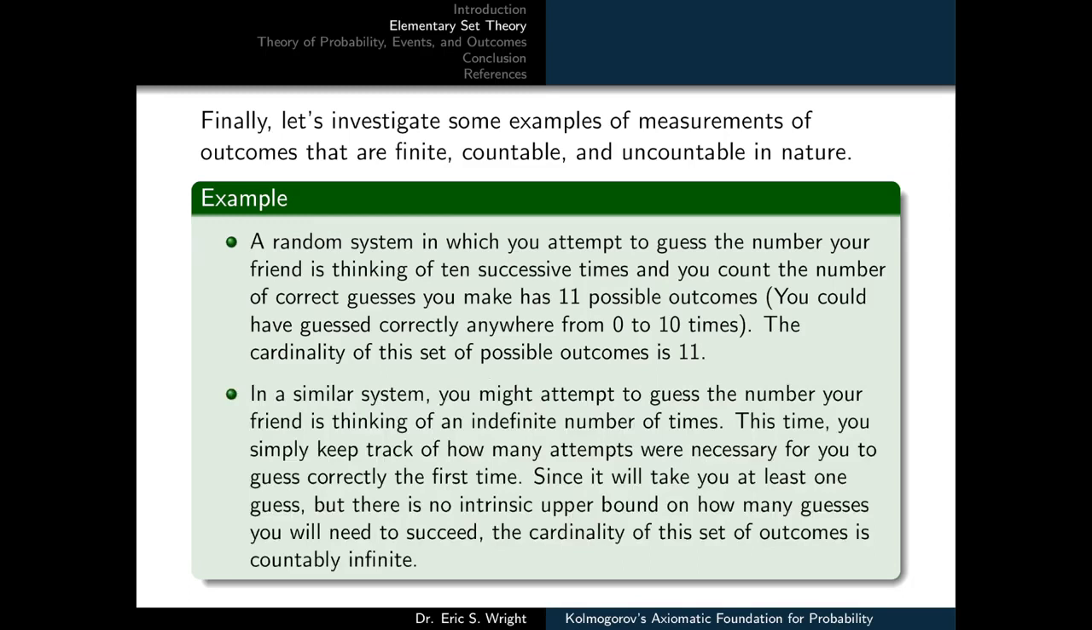In a similar system, you might attempt to guess the number your friend is thinking of an indefinite number of times. This time, you simply keep track of how many attempts were necessary for you to guess correctly the first time. Since it will take you at least one guess, but there is no intrinsic upper bound on how many guesses you will need in order to succeed, the cardinality of this set of outcomes is countably infinite.